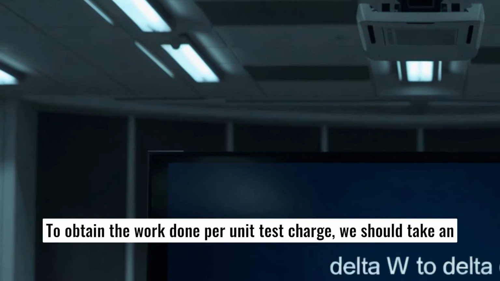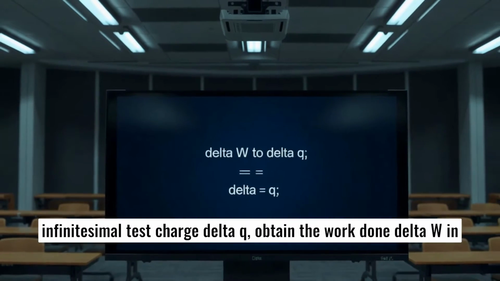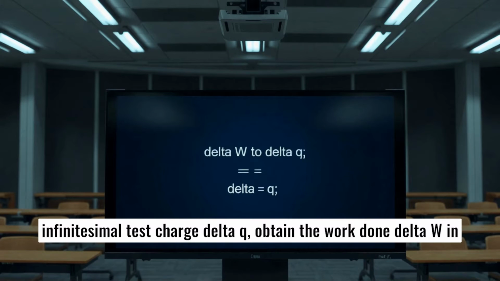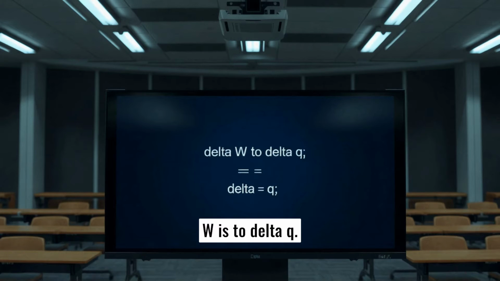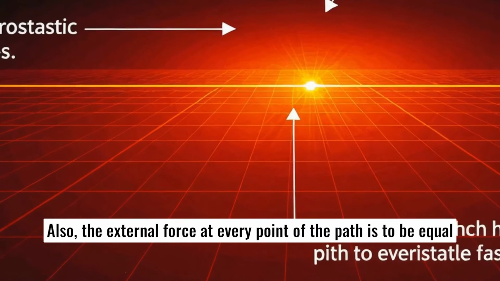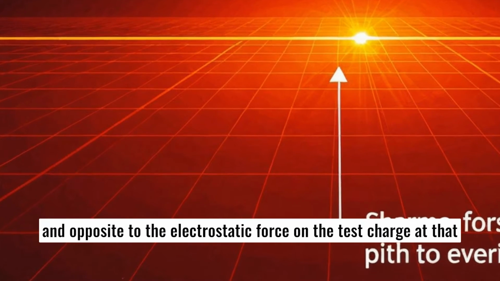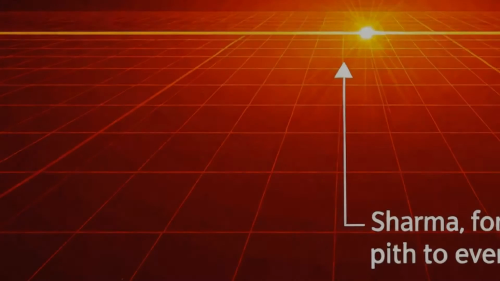To obtain the work done per unit test charge, we should take an infinitesimal test charge delta Q, obtain the work done delta W in bringing it from infinity to the point, and determine the ratio delta W to delta Q. Also, the external force at every point of the path is to be equal and opposite to the electrostatic force on the test charge at that point.